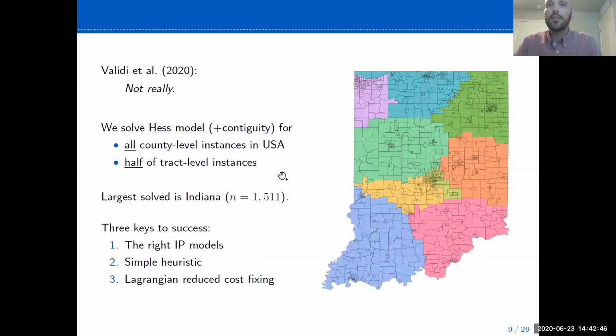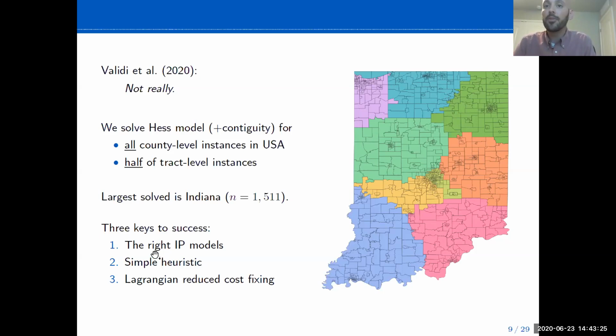And as evidence of this, in the later slides, I'll show that we solve this Hess model with or without contiguity constraints for all county level instances in the US and half of the tract level instances. So these are at the census tract level. An example is for Indiana, which has about 1,500 census tracts. We're able to solve this instance under that particular stylized version of the problem that Hess considers under that moment of inertia objective. And then I think there are three keys to why we were able to do this.